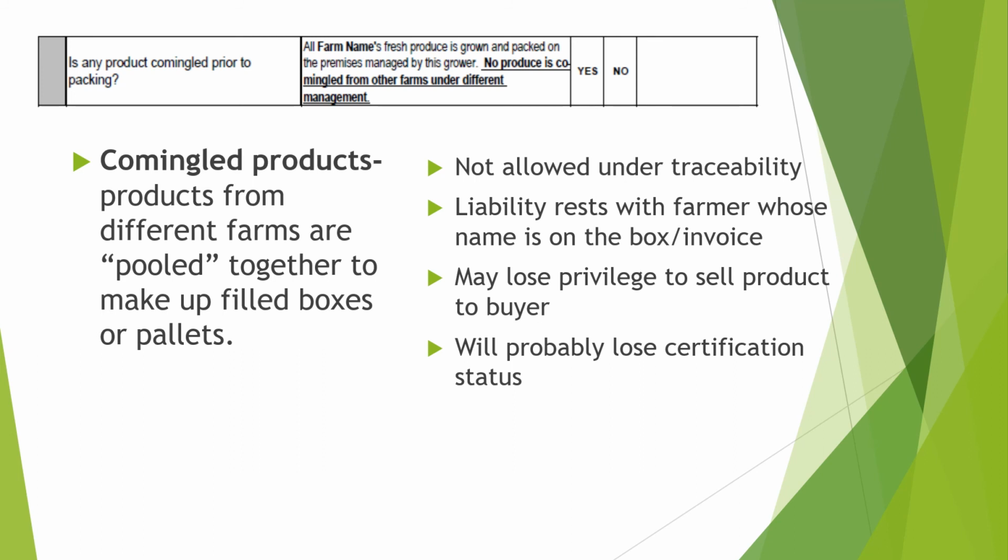all of your farm's name, fresh produce is grown and packed on the premises managed by this grower. No produce is commingled from other farms under different management. If you are organic, make it clear that conventional and organic products are not commingled at this farm location under this management.